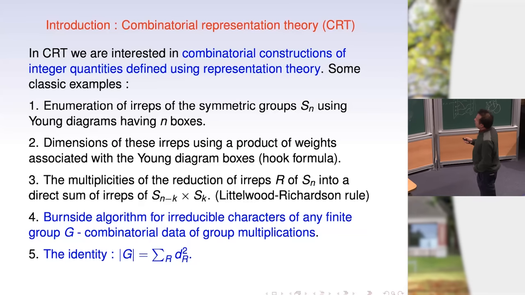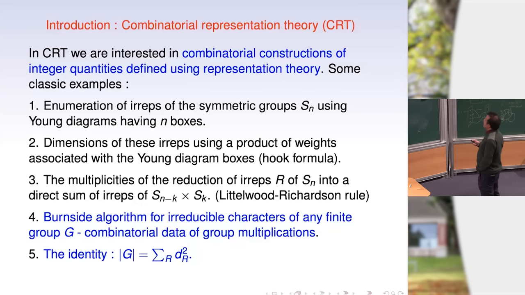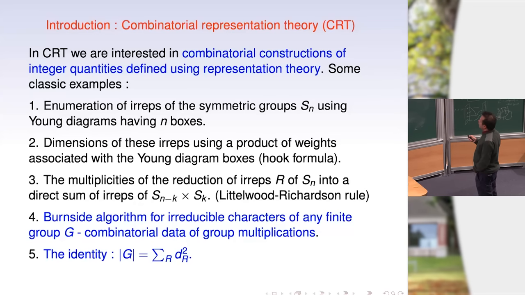So likewise, the dimensions of these irreps, again defined in representation theory as the dimension of the vector space, well, you can have a very simple combinatorial formula, the hook formula, where there's a weight for every box of the Young diagram. And there are more sophisticated things like the Littlewood-Richardson rule along the same lines.